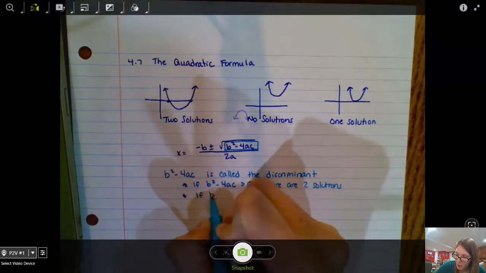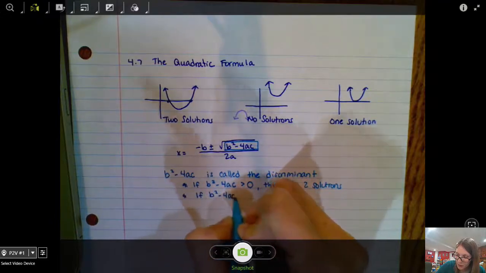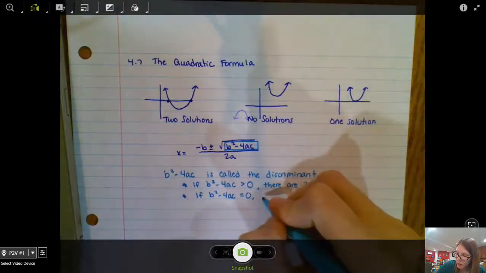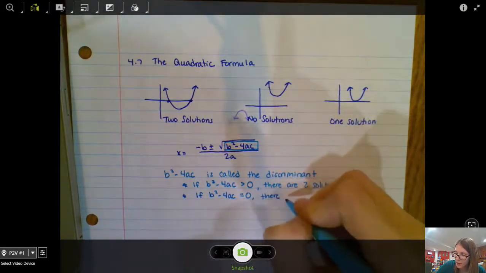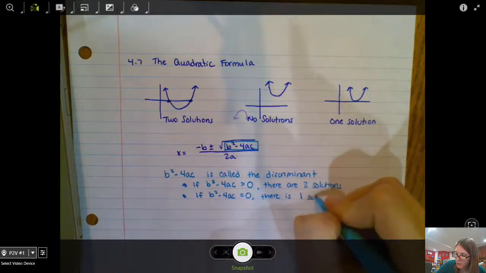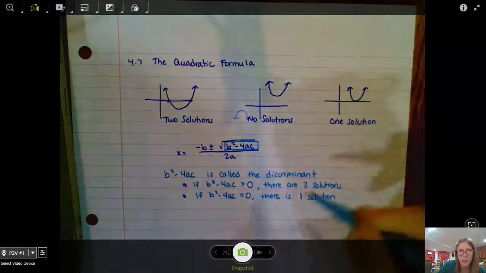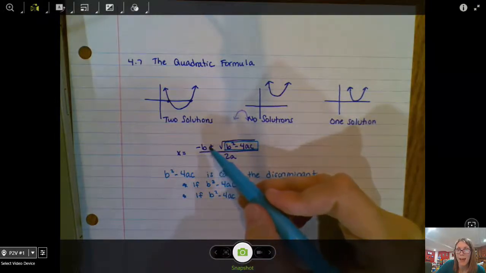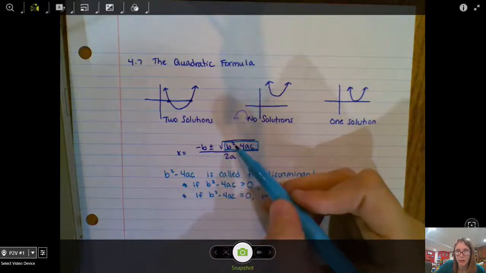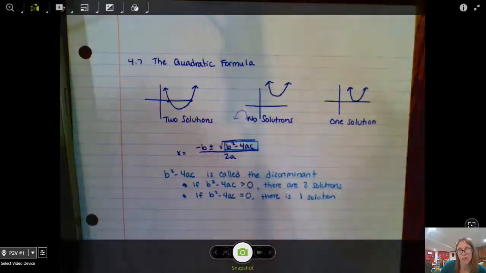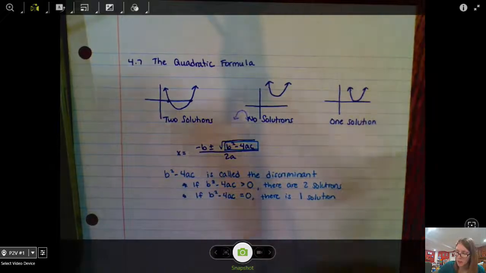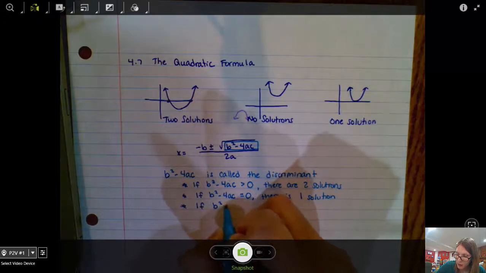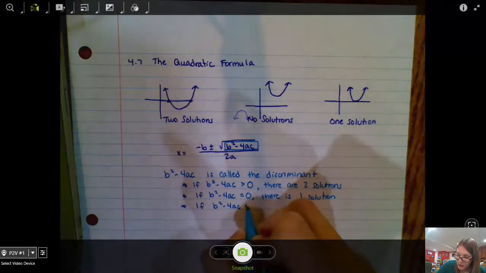If b squared minus 4ac equals 0, there would be one solution. The reason we'd only have one solution here is the square root of 0 is 0. So it doesn't matter if I'm adding 0 or subtracting 0, I'd get negative b over 2a. Just one solution.